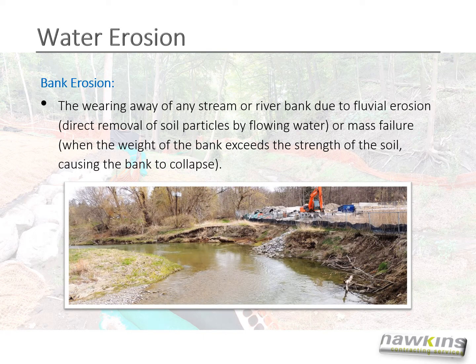Bank erosion is the wearing away of any stream or river bank due to fluvial erosion, which is the direct removal of soil particles by flowing water, or mass failure, when the weight of the bank exceeds the strength of the soil, causing the bank to collapse.